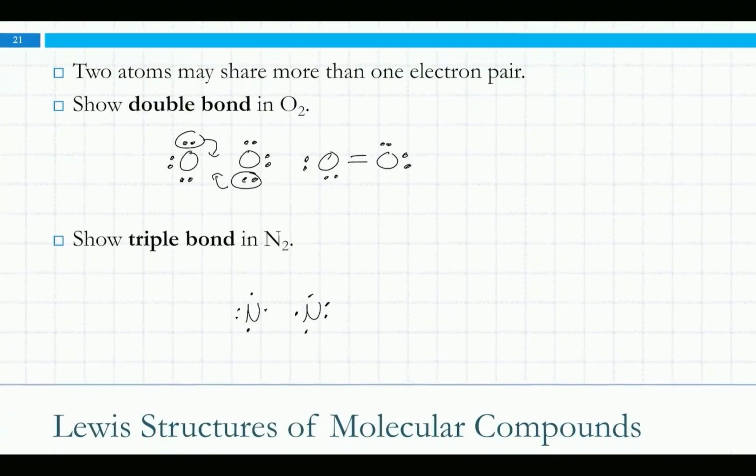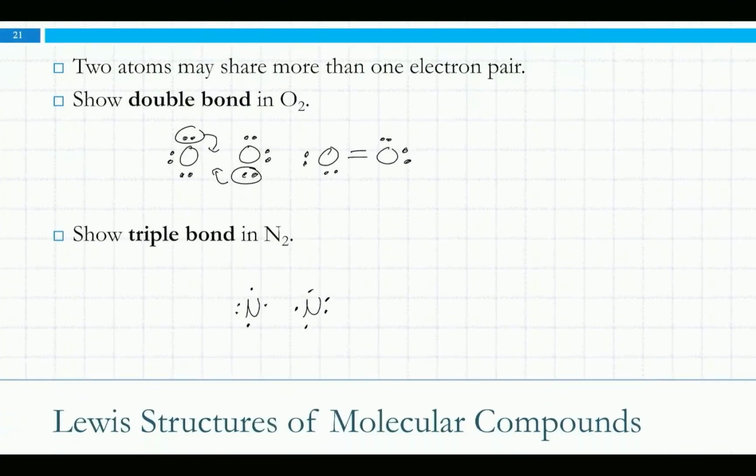And then for nitrogen, it's a similar thing where each nitrogen is now short 3 electrons. So they each share 3 electrons. And then that forms a triple bond.